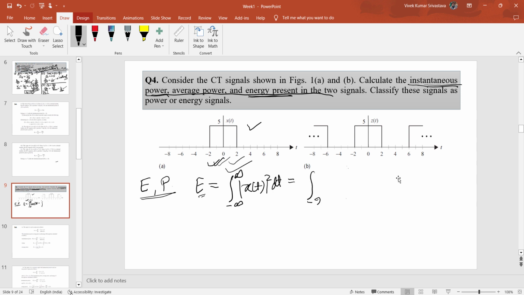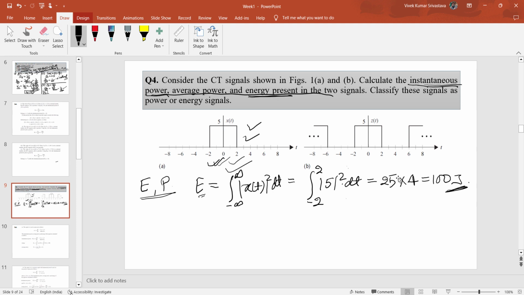The interval will start from -2 to 2, and the mod of x of t will be equal to 5 squared dt. So this will be equal to 25 into 4, so this is 100 joules. So this is basically the energy that is contained in this signal.